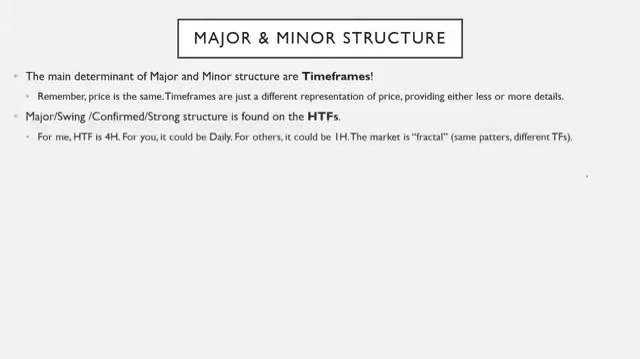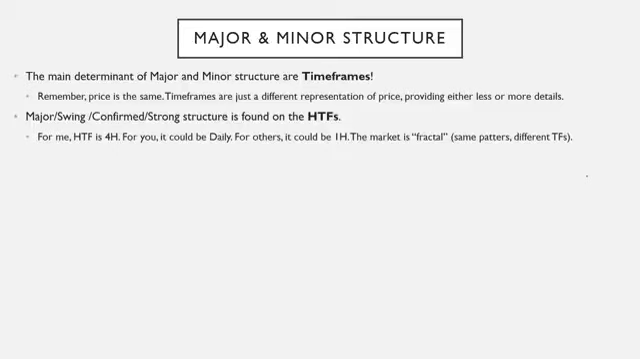So what you have is the higher time frames, which are providing you with your major, your swing, your confirmed market structure, your strong structure. This is on your higher time frame. And to me, as I told you in my examples before, this is the 4-hourly time frame. For you, it could be the daily. For others, it could be the 1-hourly time frame. The market is fractal, which means that the same patterns, the same market structure, the same stuff is going to be repeated across all the time frames.